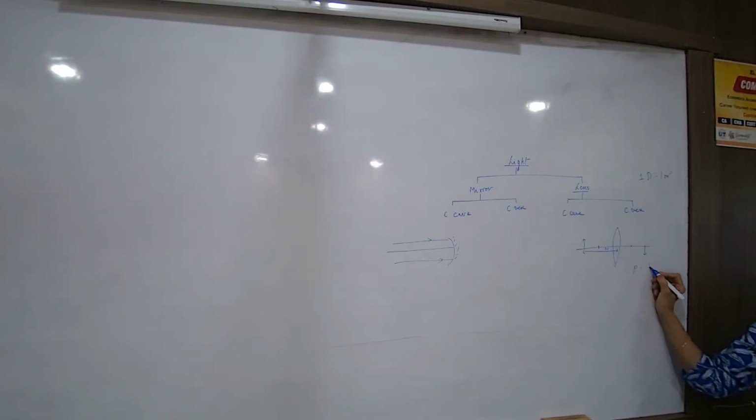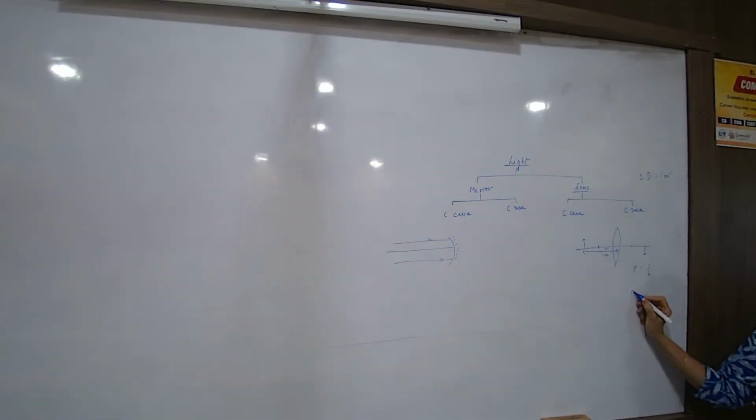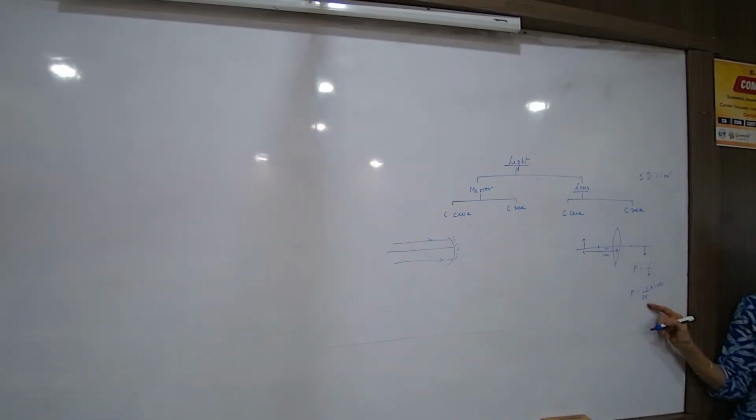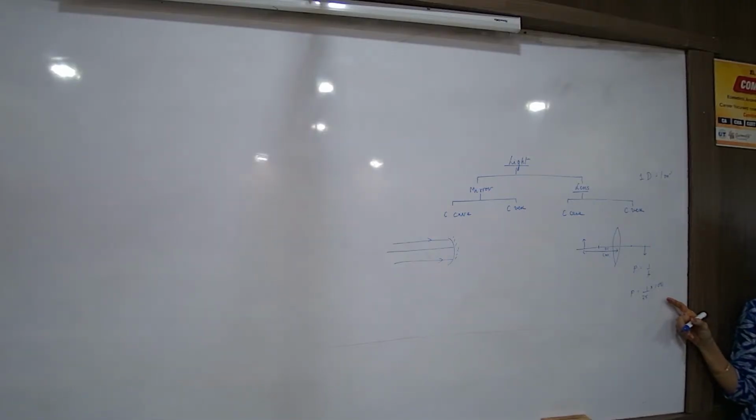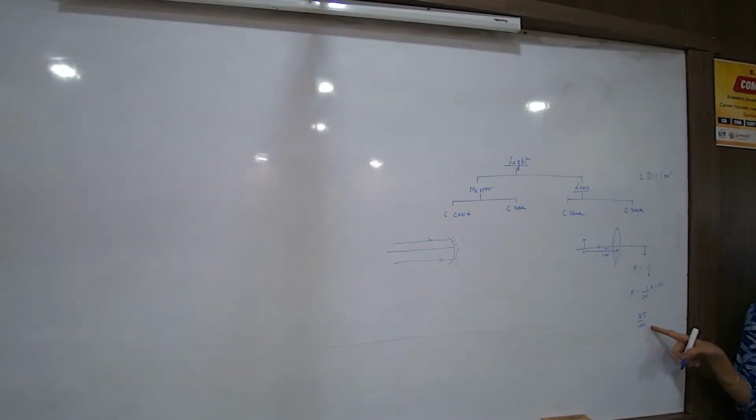So P is equal to 1 upon F, correct? So F is 25 centimeters. So P is equal to 1 upon 25 divided by 100. So that was 4. Okay, so that's what we got. Did you understand? Either way, you can also write it as 1 upon 25 upon 100, so 0.25. Instead of writing 0.25, I directly put it that way. So that gives you 4 D, diopter. Positive or negative?